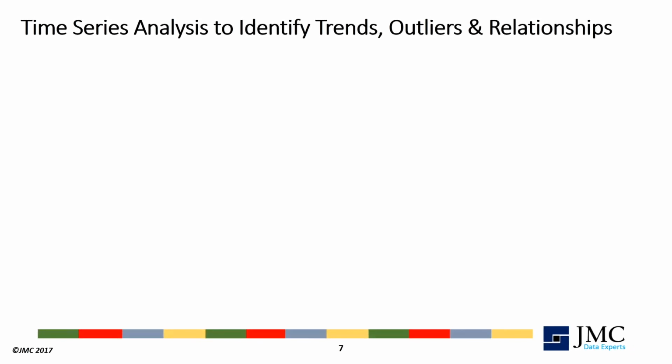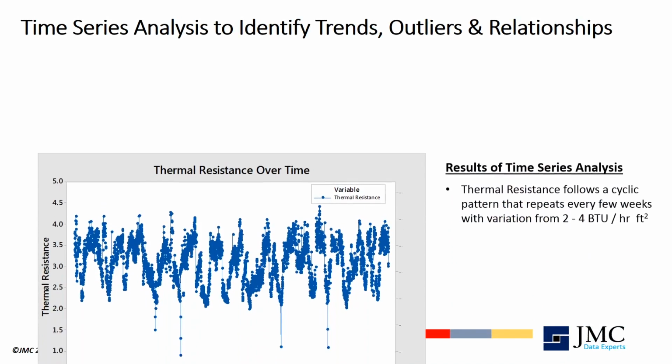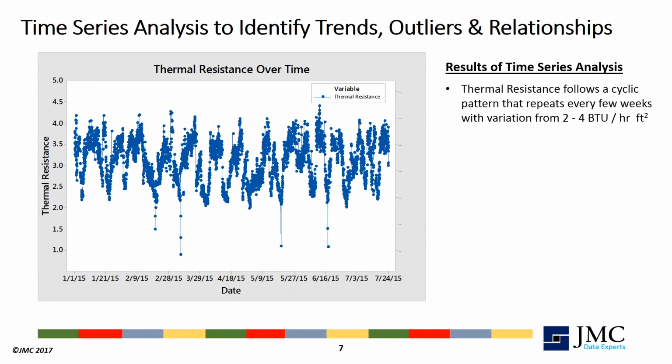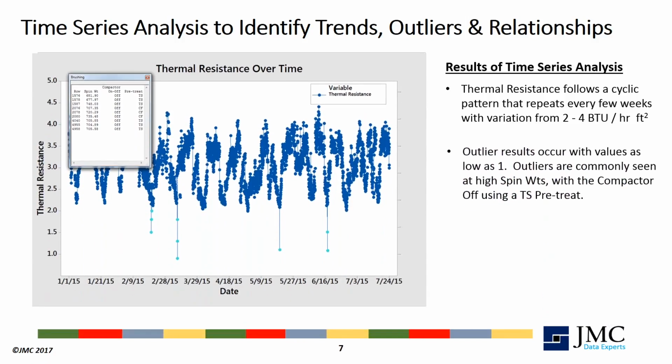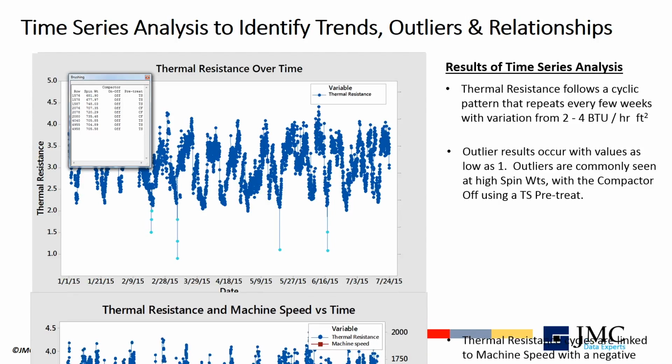Finally, all data occurs over time, and a complete understanding of any historical data requires reviewing time series plots. Here, we see that thermal resistance follows a cyclic pattern, varying between about 2 to 4 BTU per hour foot squared every few weeks. There are also outliers as low as 1. Using variable identification, we found the outliers are associated with high spin weight, the compactor off, and the use of TS pretreatment. This provides clues to the cause of these defects.